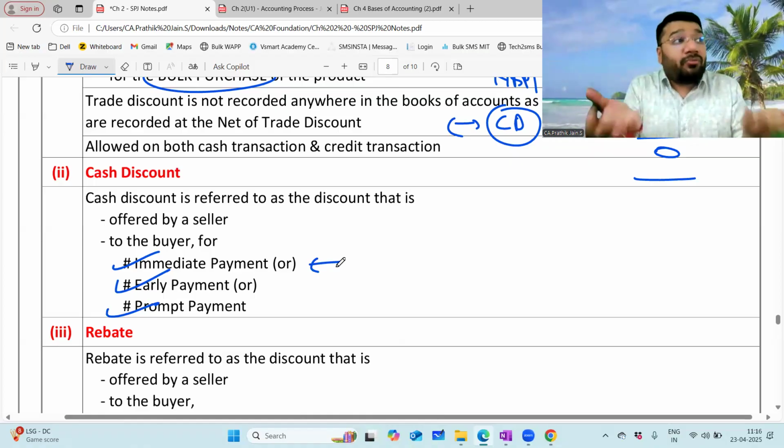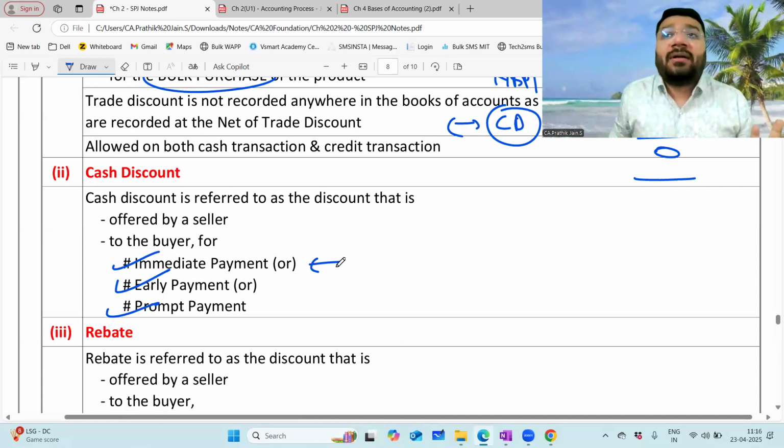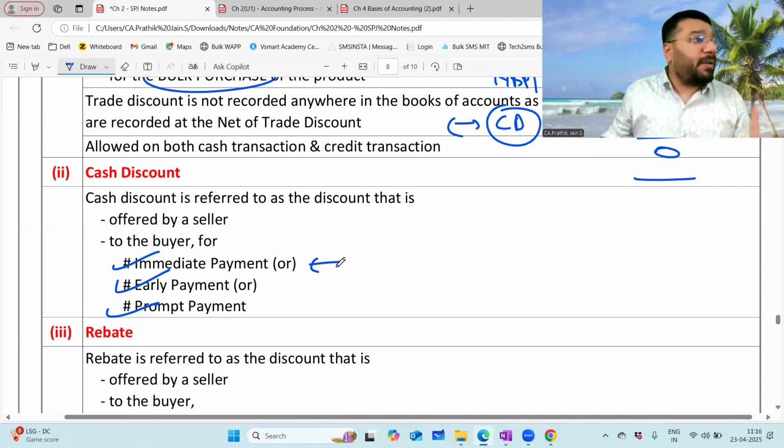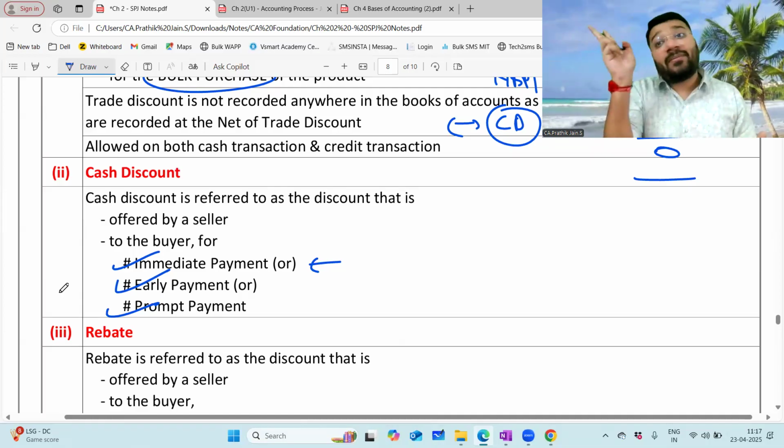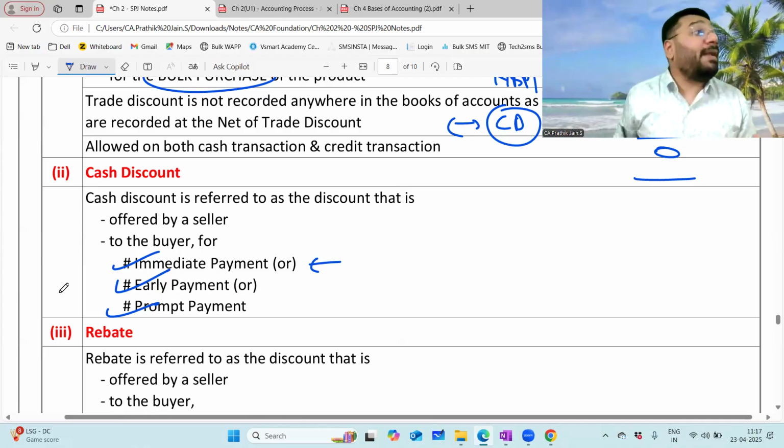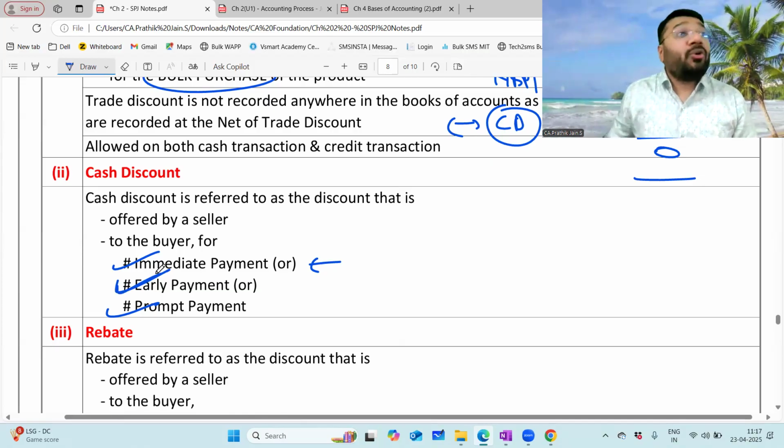So to induce him to make the payment now itself, we offered him a cash discount. So that is called as immediate payment. What is early payment? You want to get the money from that person before the due date of the payment. Due date is after 2 months. You want to get the money within 10 days, 15 days, 1 month, or just before the due date. So you call that as early payment. To induce early payment, you give cash discount.